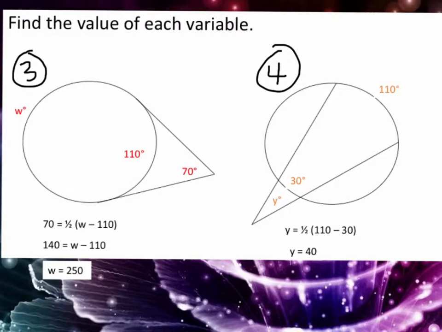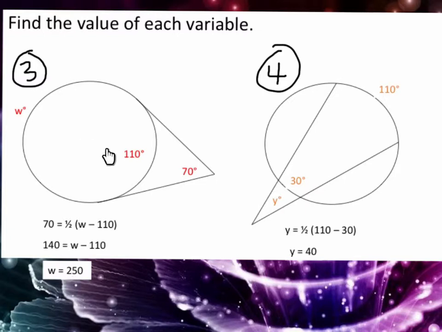Okay, here are the answers. Hopefully you got these correct. So let's take a look for this one. Since I'm looking at this angle on the outside, I know I got to do difference, divide by 2. So I'm going to do the major arc, which is W, which is what you're looking for, subtracted by the minor arc, 110. We're going to take half of that. Then we multiply both sides by 2, solve for W, and get W is 250 degrees.